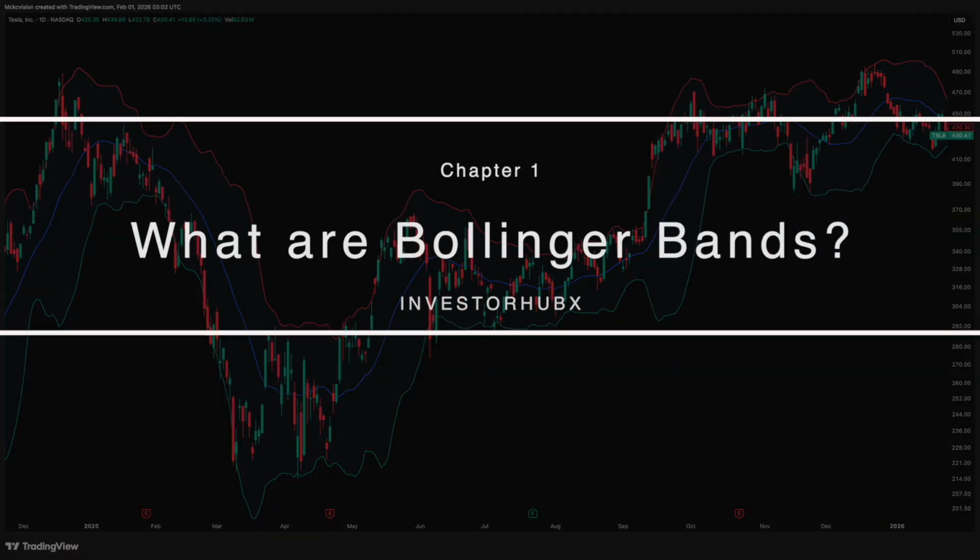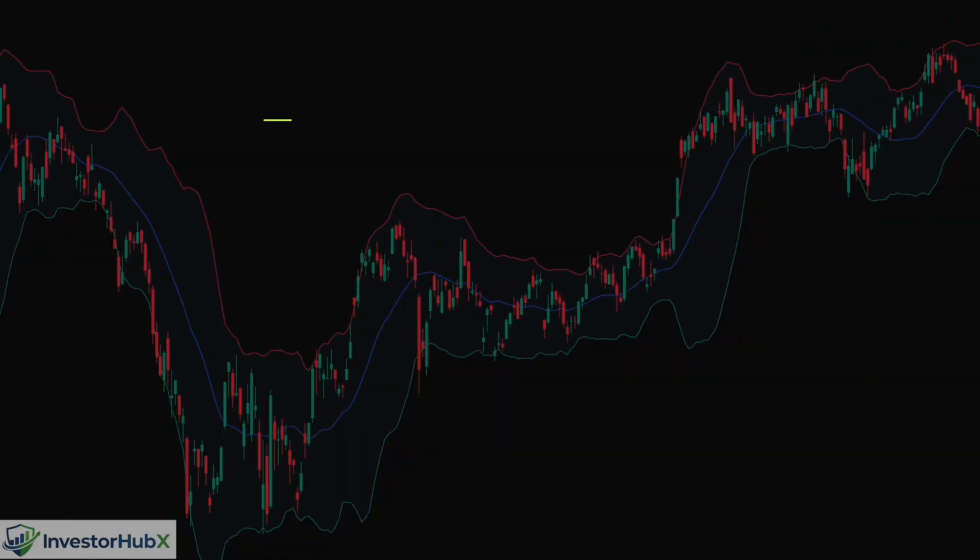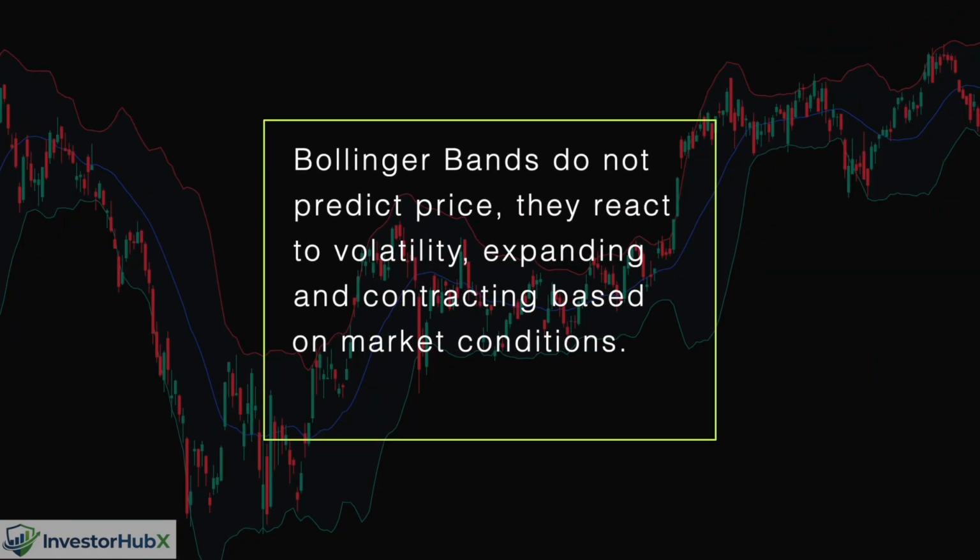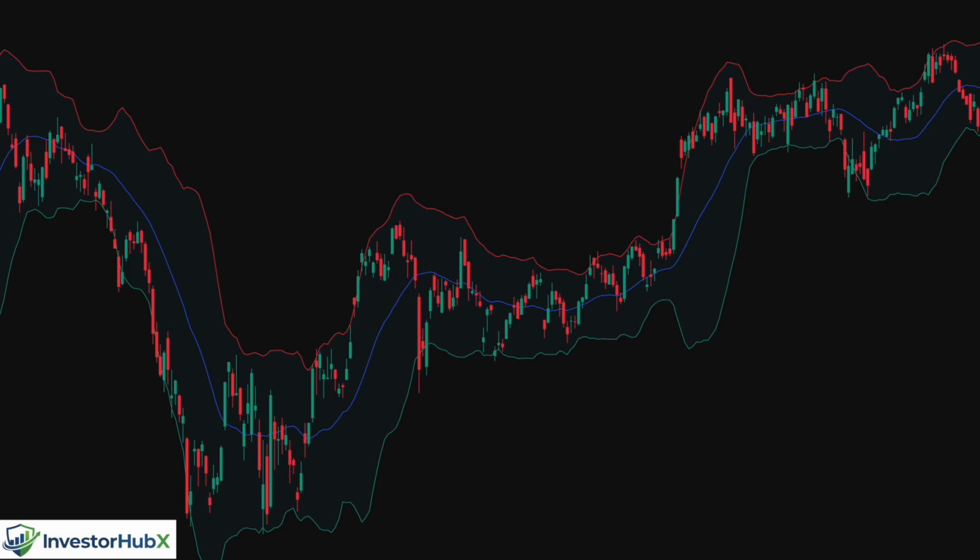So, what are Bollinger Bands? Bollinger Bands were created by John Bollinger, a technical analyst who wanted a better way to measure market volatility. Unlike many indicators, Bollinger Bands do not predict price. They react to volatility, expanding and contracting based on market conditions. Bollinger Bands are volatility tools, not buy-sell signals.